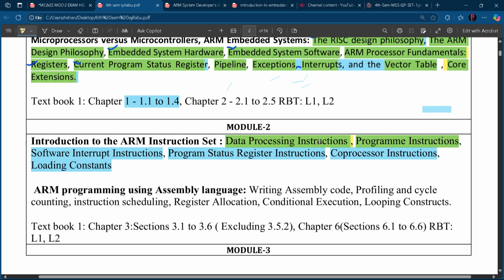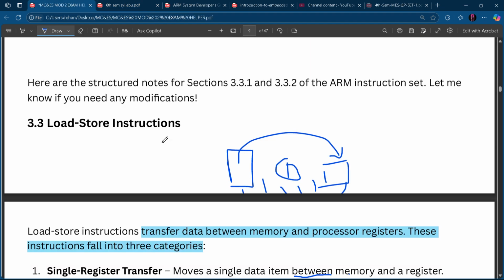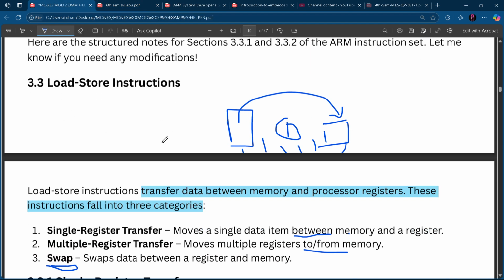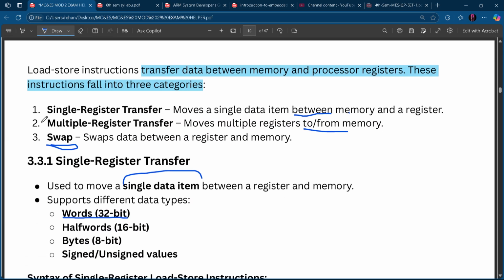We completed data processing instructions, that is arithmetic: addition, multiplication, subtraction, and then we went for AND, OR, exclusive OR, then multiply and accumulate, and also the branching. Now we will go for load store instructions. Load, always remember, you are fetching, and store is always putting into the memory. So load store instructions are nothing but the transferring of data between the memory and the processor register. That's it. You have three types: single, multiple, and swap.